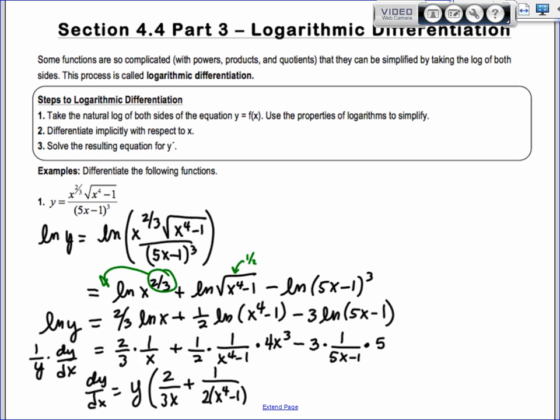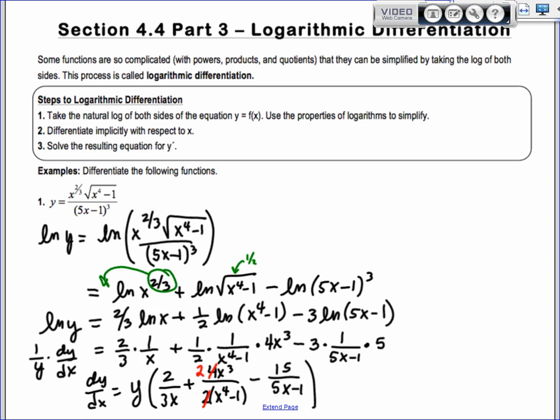Oh, I forgot I had my 4x cubed, right? 4x cubed, so I'm going to reduce and have a 2x cubed on top. You know why. And then minus 15 over 5x minus 1. Parentheses. Try in, I guess, the third where you have the 2/3 times 1 over x.